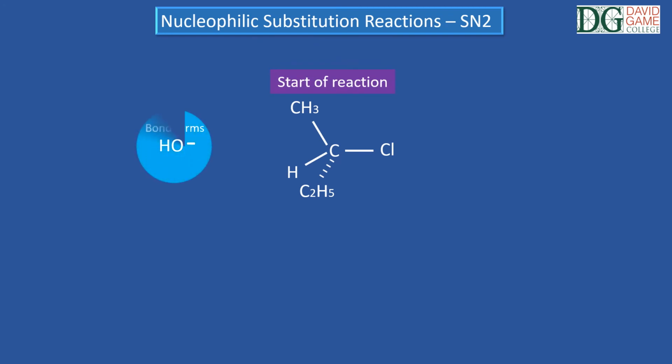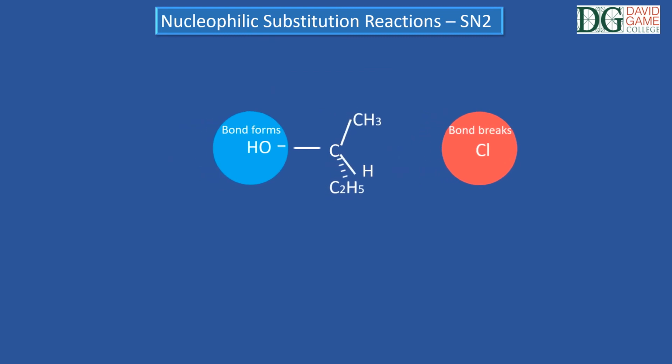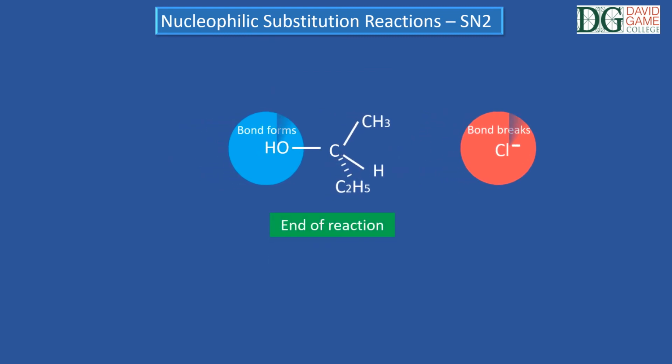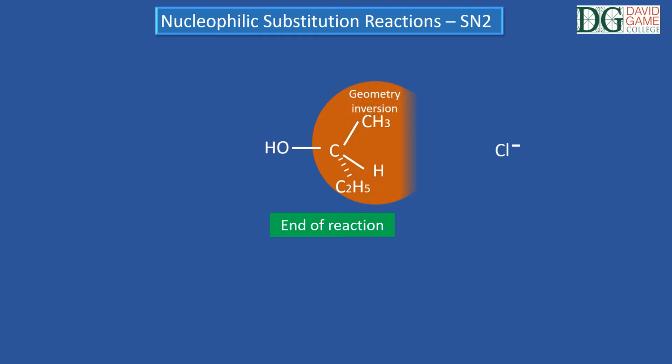In conclusion, the SN2 reaction is characterized by a nucleophile such as hydroxide forming a bond with carbon, and simultaneously the bond between carbon and a halogen such as chlorine breaks. And also the geometry undergoes an inversion, shifting from the left to the right.